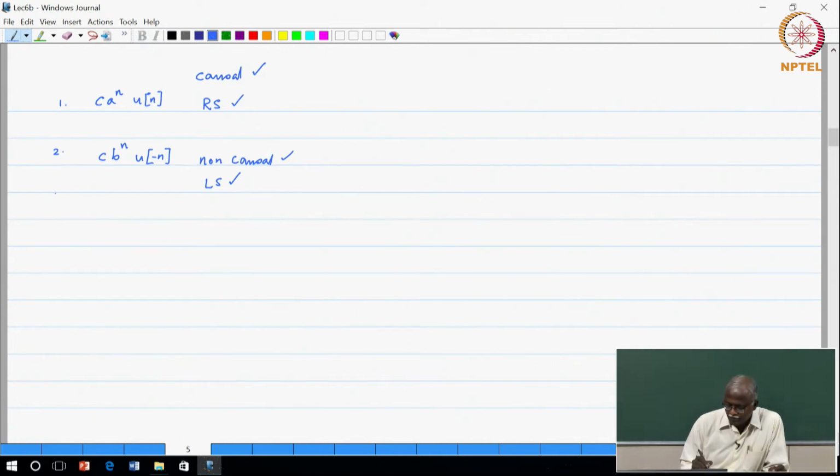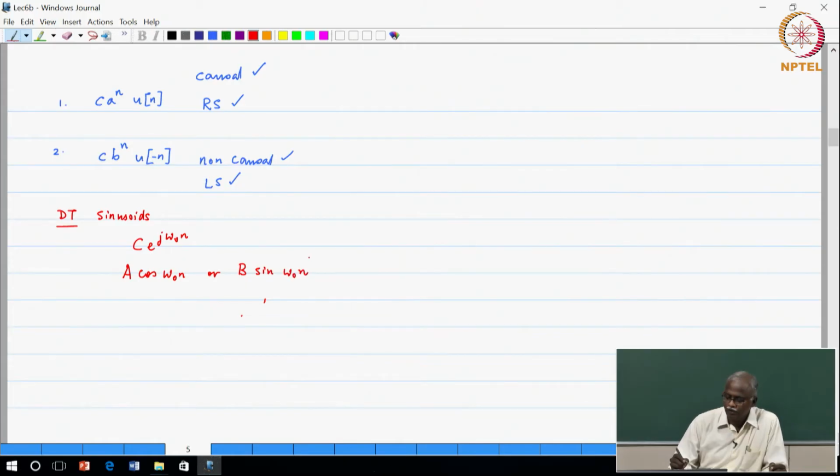One of the things that we will not spend time reviewing, but I will assume that you are familiar with, is discrete time sinusoids. We do extensively leverage the properties of sinusoids, particularly the property that they are eigenfunctions of LTI systems. So, any sinusoid of the form C e power j omega naught n, a discrete time complex sinusoid of frequency omega naught, or you can have a times cosine omega naught n or b times sine omega naught n. Again, all of these forms have the same property.